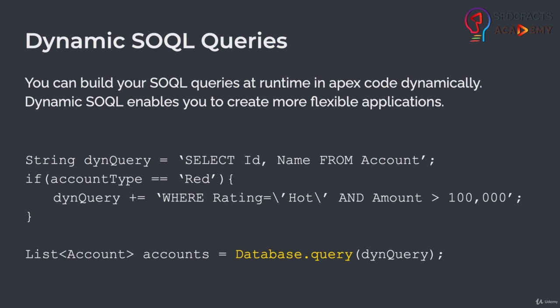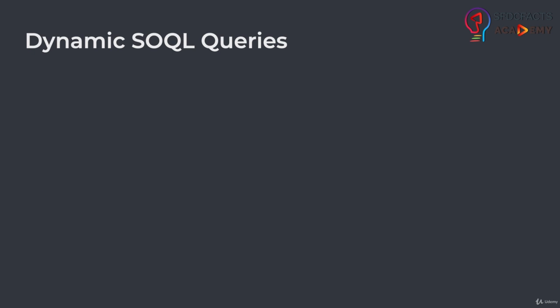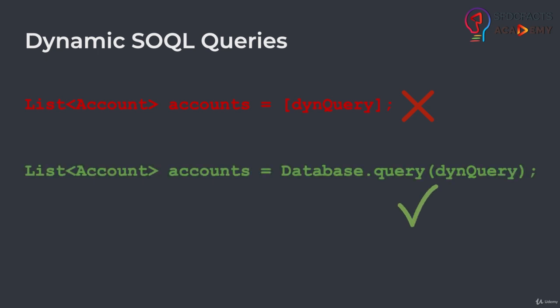And then to execute this query, you cannot define it within the square braces. You need to use the Database.query method, and this method accepts the query string and then it executes it. So when you build the dynamic SOQL query, you cannot define them in square braces the way we used to do. The square braces SOQL queries are more or less static, or they can only accept bind variables. But dynamic SOQL queries are far more flexible, and you need to use the Database.query method to execute these queries.